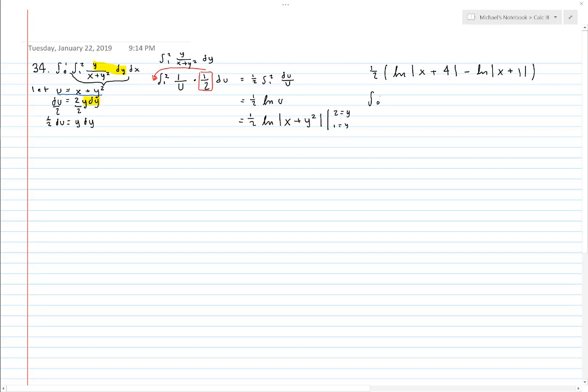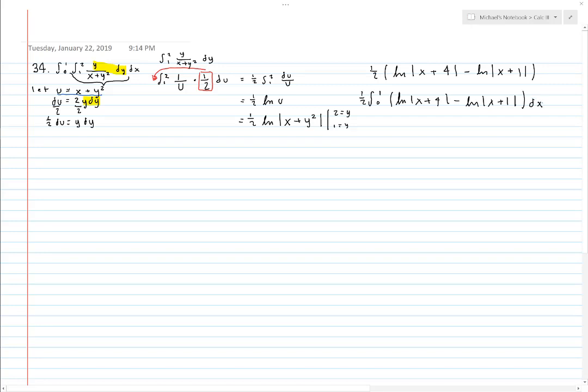So we're going to say the integral from 0 to 1, and then we're putting the 1/2 right there, but we know that it can be a constant, so we just pull it out, 1/2, and this is going to be ln(x+4) minus ln(x+1). Now at this point we want to separate the two, oh, and I forgot the dx.